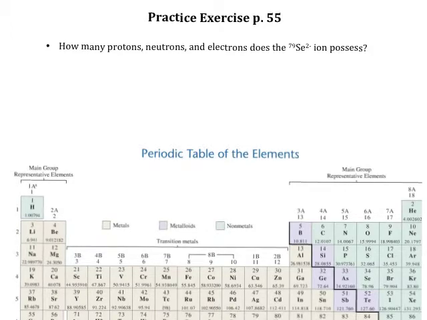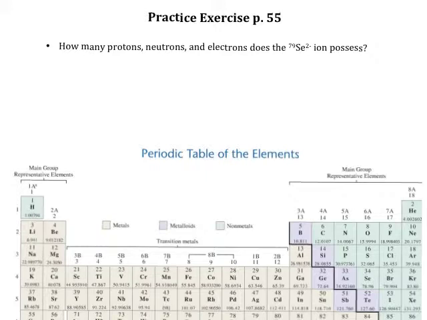We're doing a problem from page 55 in the textbook, looking at the number of protons, neutrons, and electrons in an atom. This time a little bit different. Our atom has a charge. So we're going to go through, look at this symbol, figure out what all the different pieces tell us, and use that to determine the number of protons, neutrons, and electrons.